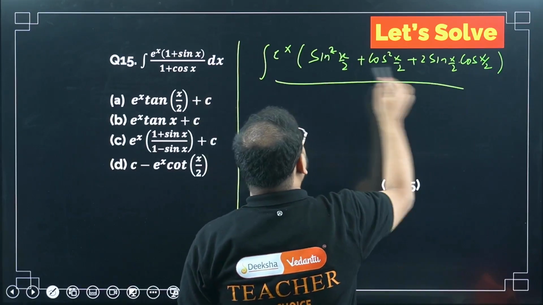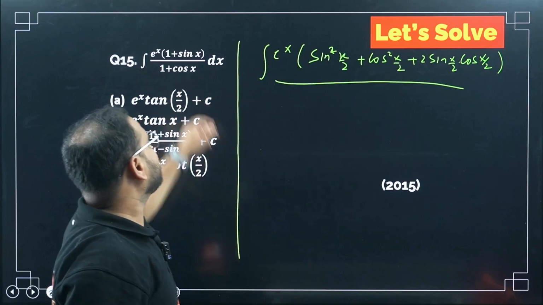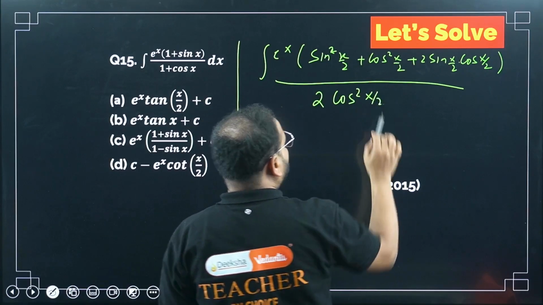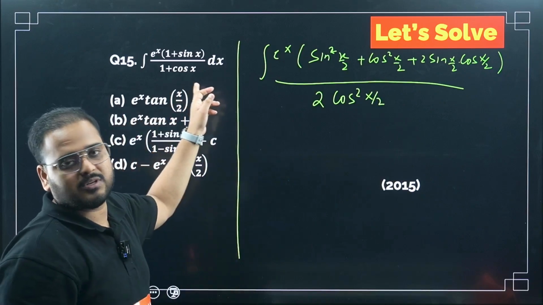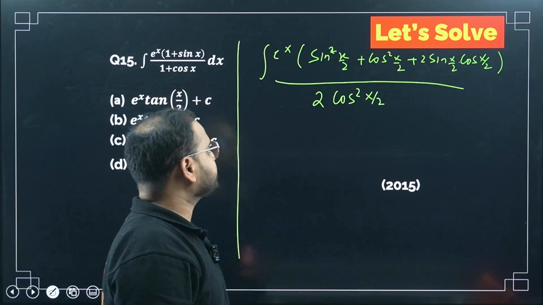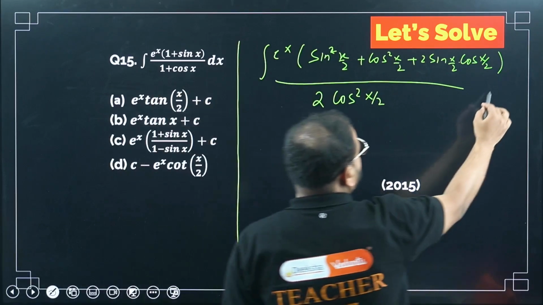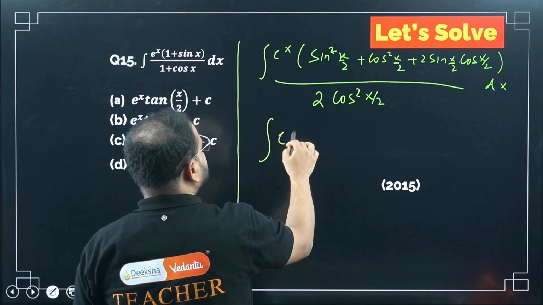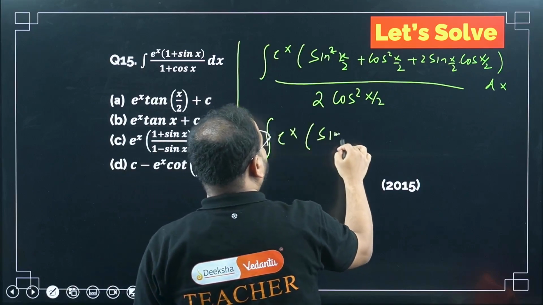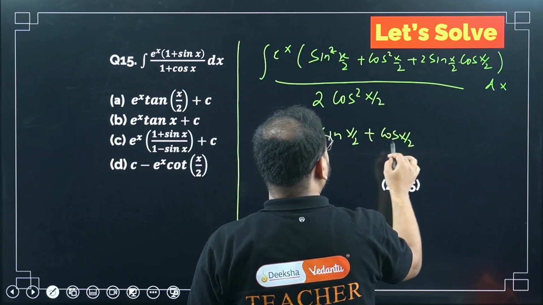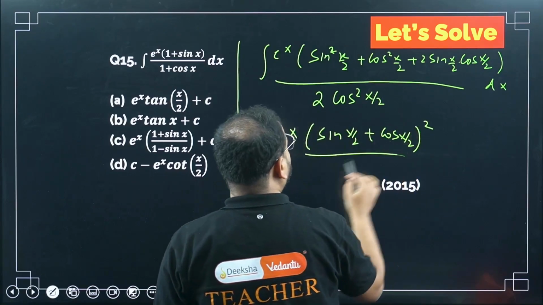Please take the differentiation. How much is this? Simply 2 cos square x by 2. What formula am I using? The cos 2x formula. So 1 plus cos 2x is 2 cos square x by 2. dx will be there, no problem whatsoever. Please have a look at what I am getting. I am getting e power x, this is simply sin of x by 2 plus cos of x by 2 the whole square divided by 2.